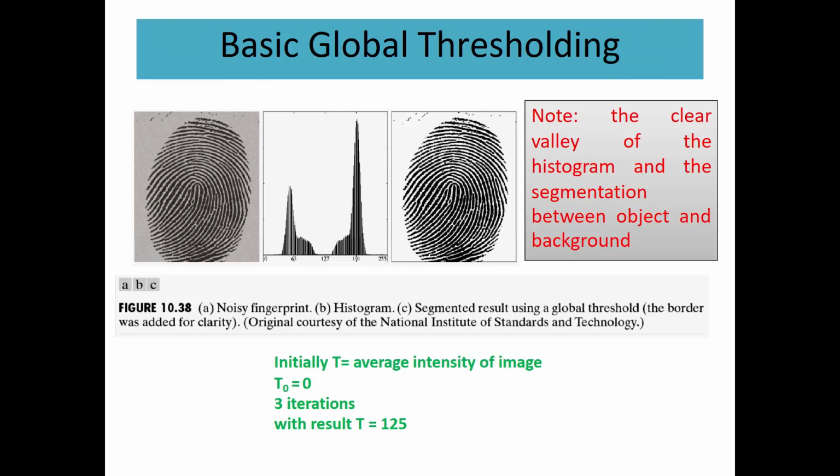Now this is an example of global thresholding based on iteration. Figure A shows the noisy fingerprint and figure B shows the corresponding histogram. If we can clearly see the deep valley here, we can choose a threshold value that is the average intensity value of this valley. If T is equal to, for example, 127, then we choose delta T equal to 0, and after the third iteration we get a suitable value of T, which is 125.